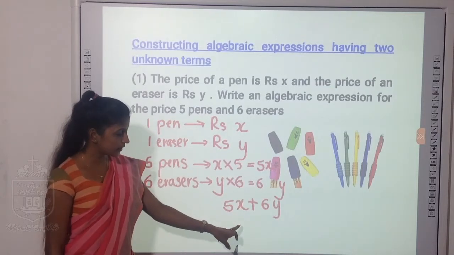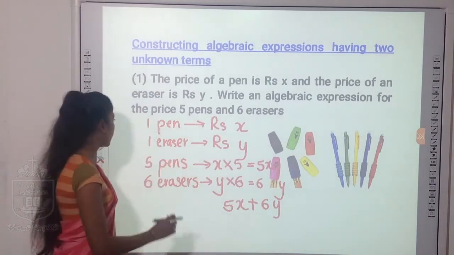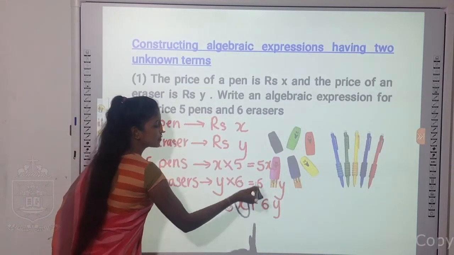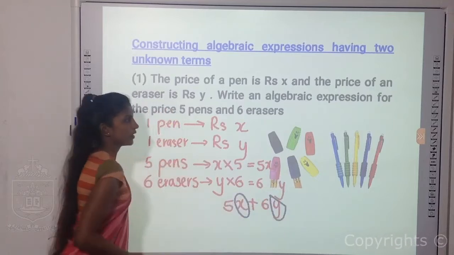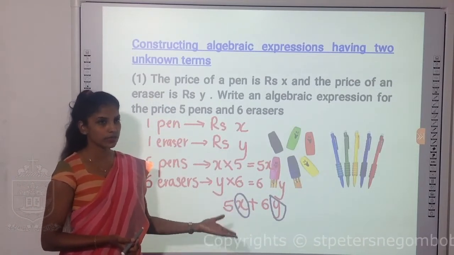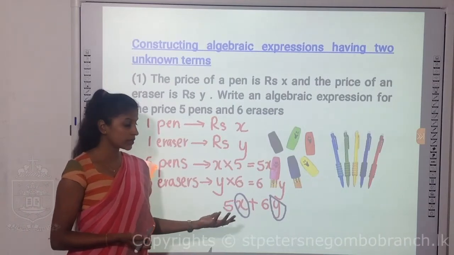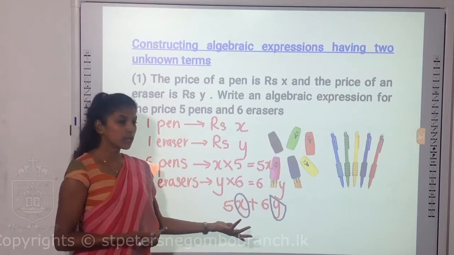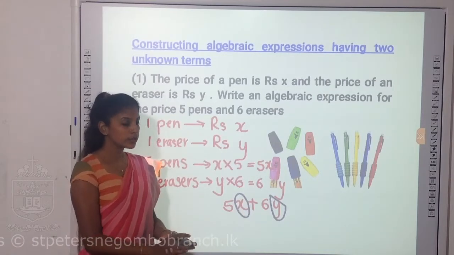So here you can see two unknown terms are there. What are they? The first unknown is x, the second unknown is y. So even in an algebraic expression, there can be two unknowns. Earlier we discussed only expressions with one unknown. So here it can take two, sometimes it might be more than two unknowns.